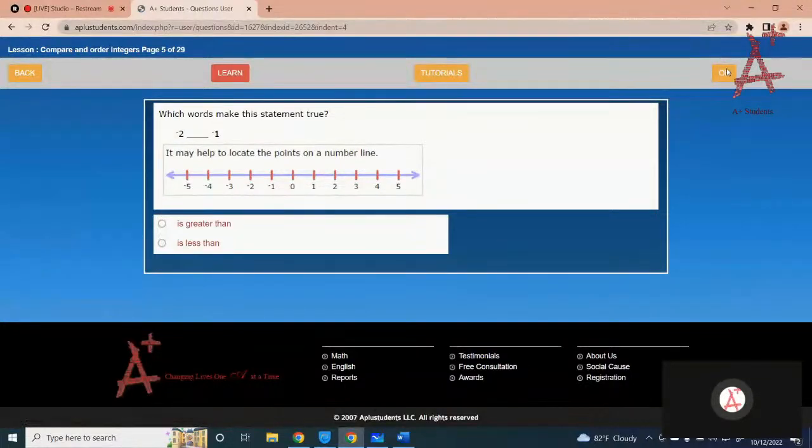Okay, what about negative 2 and negative 1? So negative 2 is greater than negative 1 or smaller than negative 1? Less than. Yes, negative 2 is less than negative 1. Very good.